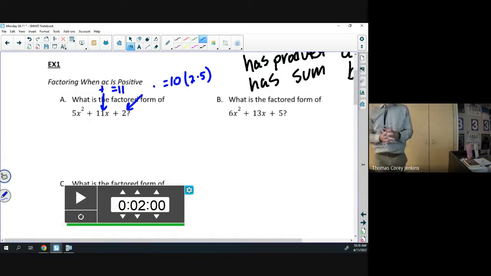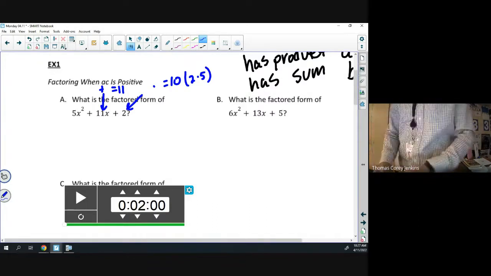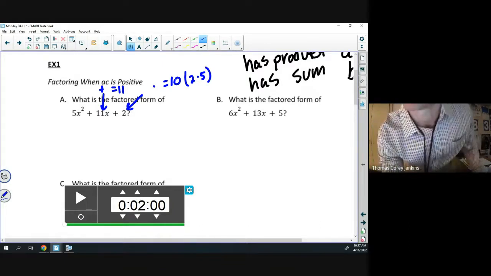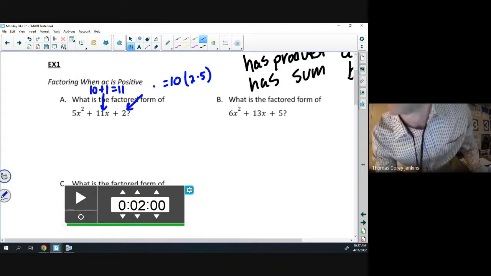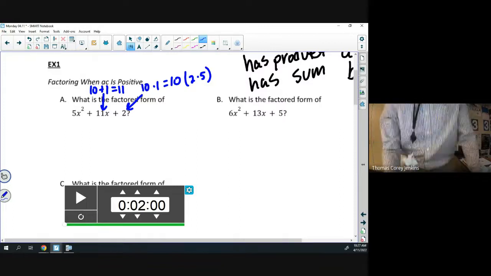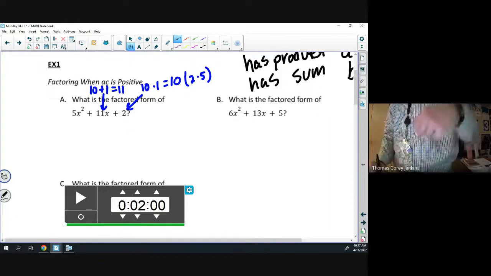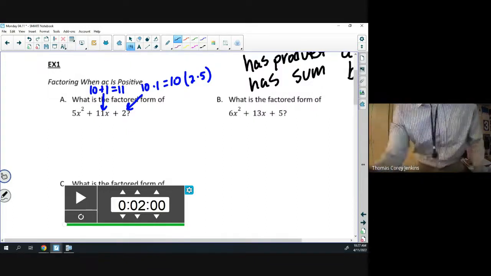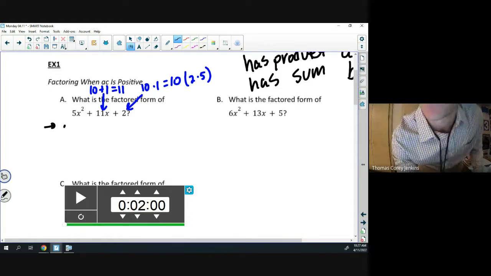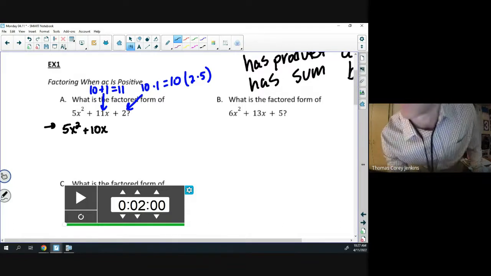Okay. We have worked on this skill a lot. Multiplies to this, adds to that. Does anybody know what my 2 numbers are? Will? 1 and 10. All right. 1 plus 10 is 11. 1 times 10 is 10. Okay. So once we have that, we just split up our middle term as 10x plus 1x. Okay. So we go 5x squared plus 10x, or you could put the 1x first, plus 1x plus 2.